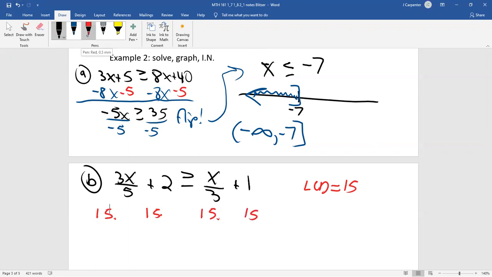So I'm just going to fill everything else out. 3x over 5 plus 15 times the 2 greater than or equal to 15 times the x over 3 plus 15 times the 1. I didn't just multiply it by the parts that have fractions. Even the parts that were whole got the 15. I'm not multiplying the 15 into the bottoms. These are multiplying into the tops. These count as 15 over 1 if you really need to be methodical and do it that way.